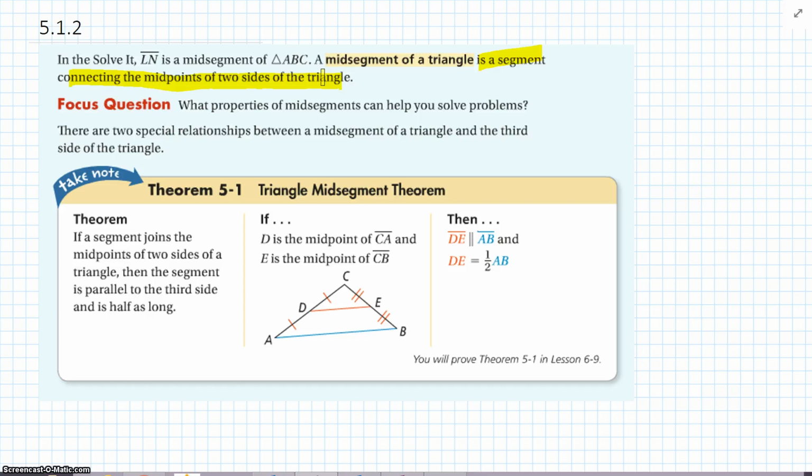Okay, so here's our theorem. If a segment joins the midpoints of two sides of a triangle, then that segment is parallel to the third side and is half as long. So if D is the midpoint of CA and E is the midpoint of CB, then DE is parallel to AB and DE is half of AB.